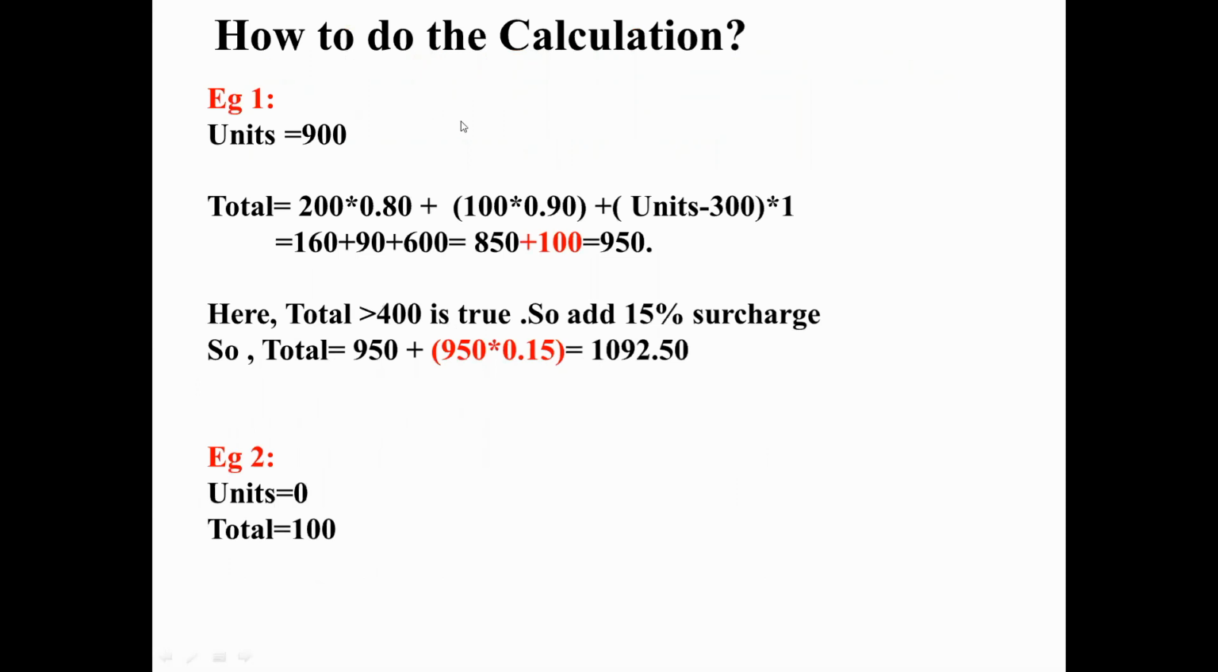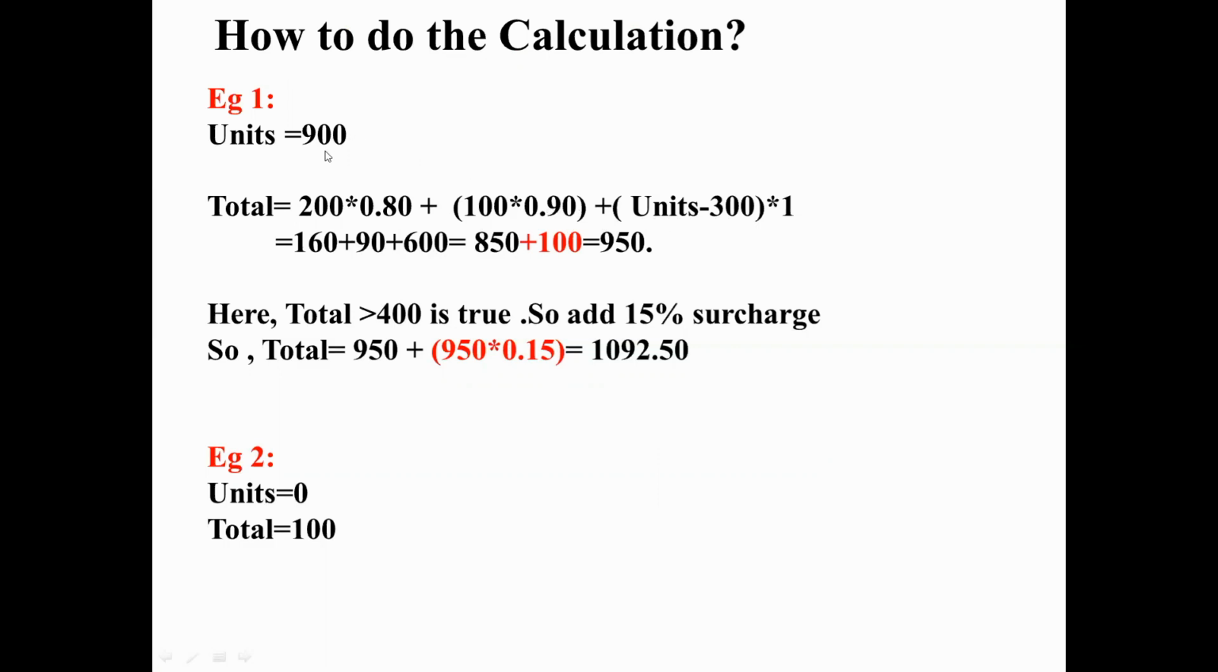So how should we do the calculation? An example is given here. If the number of units consumed is 900, then for the first 200 units, he has to be charged 80 paise, so it is 200 into 0.80. For the next 100 units, he has to be charged 90 paise, so it is 100 into 0.90. Beyond 300 units, it should be charged at 1 rupee per unit. The remaining units are units minus 300.